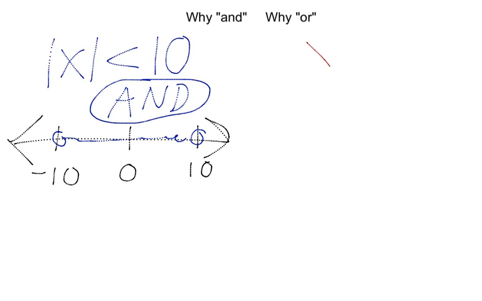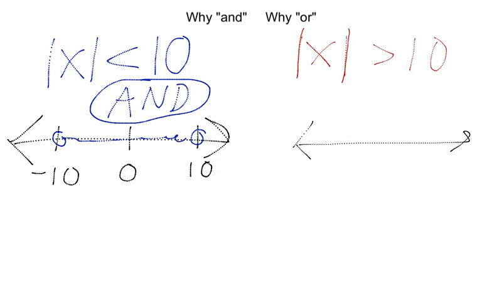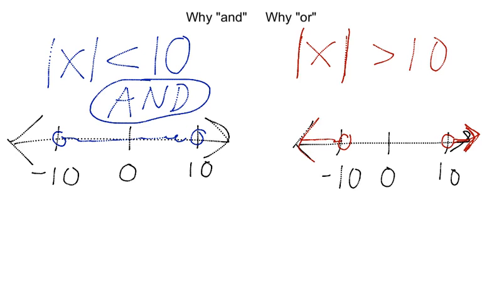If instead I had the absolute value of x is more than 10, that means my distance, because again absolute value is distance, has to be more than 10. So I've got to be further than 10 spots away from 0. So if I show 0, negative 10, and 10, I've got to be more than 10 spots away, so it goes outwards. Right? If I'm too close, it's false. It's not going to work. When you have separating inequalities like that, that's "or."